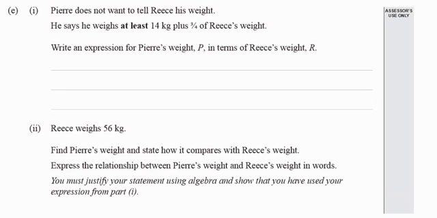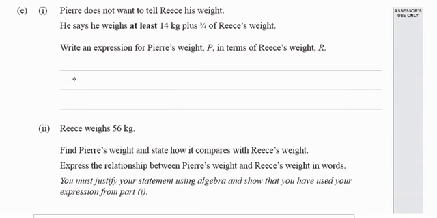Okay, so when it says write an expression for Pierre's weight P, all it's saying there is write something that says P equals. And when it says in terms of Reese's weight, that means that what it's going to be equal to is going to be something with an R in it.